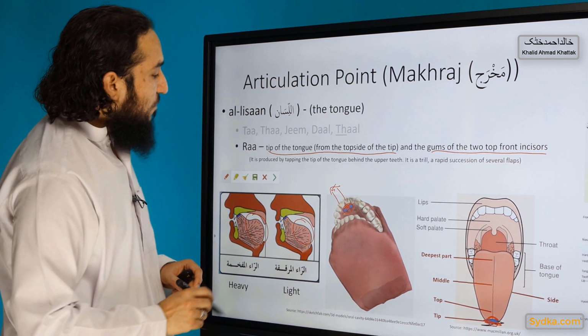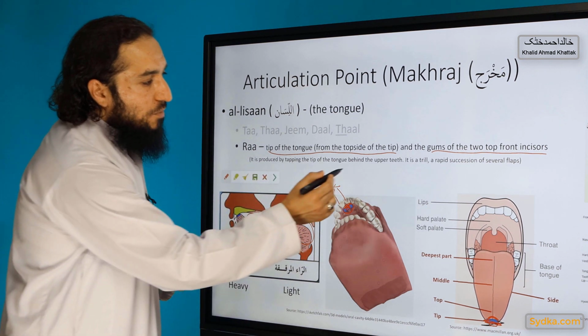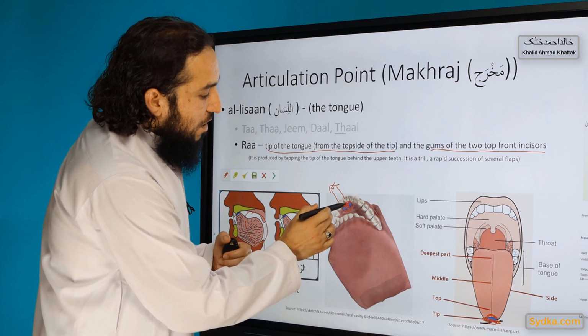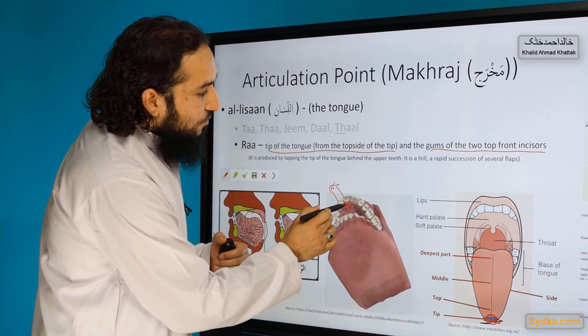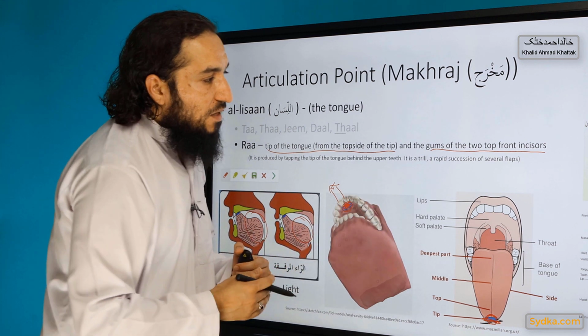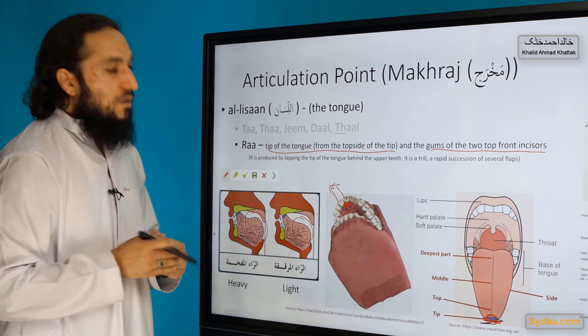Okay. How is it produced? It is produced by tapping the tip of the tongue behind the upper teeth. So it is produced by tapping the tip of the tongue behind the upper teeth, and it is a trill, meaning a rapid succession of several flaps. Okay, r, r.